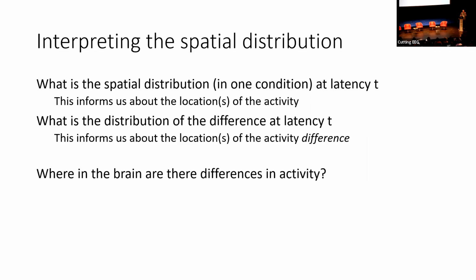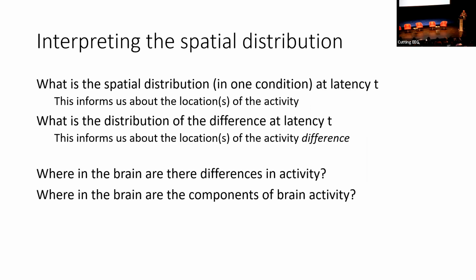So that's basically what I said. It gives you insight in where in the brain are the differences in activity and where in the brain are the components of this brain activity. Where a component is not an ICA component, but a component is an identifiable peak in the ERP or in the ERP difference that is specific to a contrast between conditions.